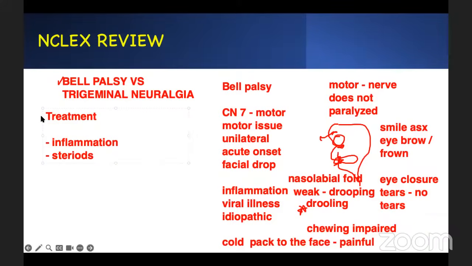We also know that there's some evidence of viral infection, like if you have HSV, herpes simplex infection, you can have Bell Palsy from it, from the inflammation of the nerve. Also, any viral infection can do that. Therefore, we can give them antivirals.